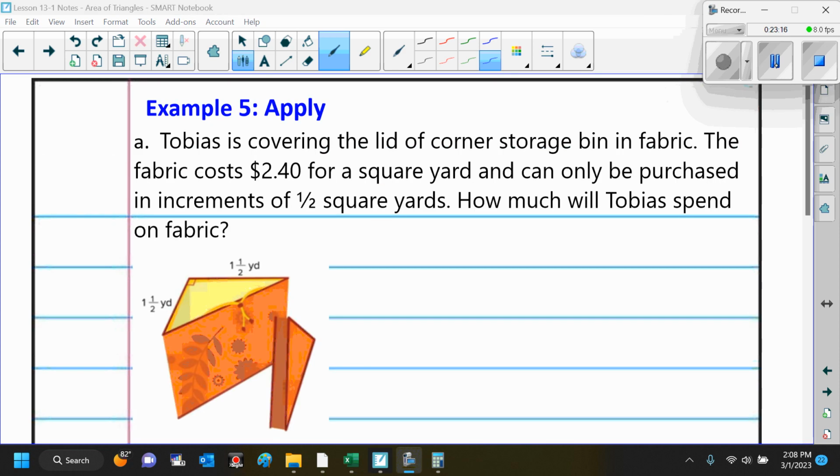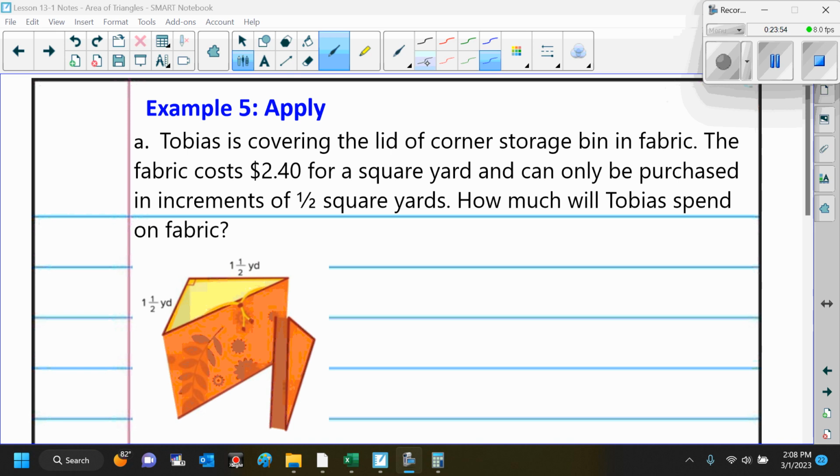Alright, so now we want to look at this application. Example 5 says Tobias is covering the lid of a corner storage bin in fabric. The fabric costs $2.40 for a square yard and can only be purchased in increments of half square yards. So we want to know how much Tobias will spend on the fabric. First, we want to find the area of the cover of that lid.